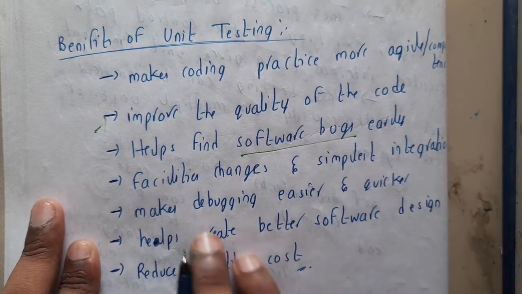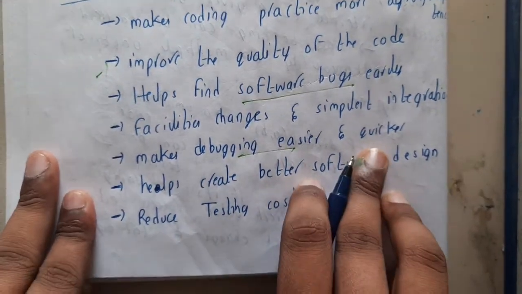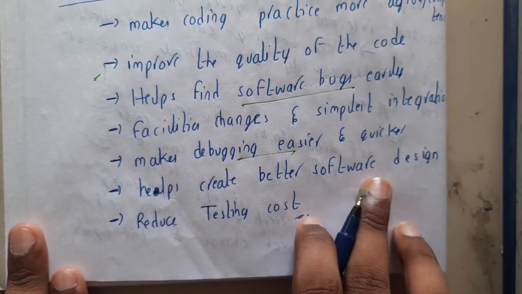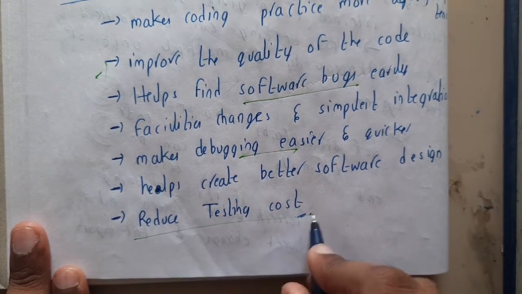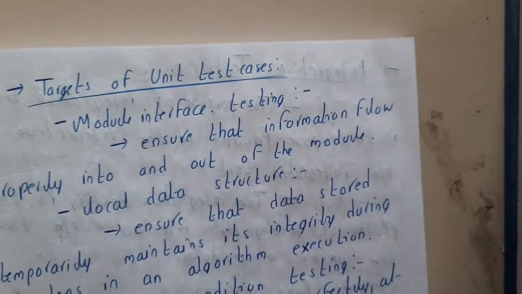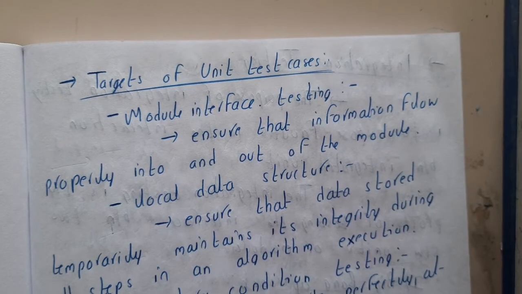So integration will also be simple. It makes debugging easier and tweaks can be done quicker. It helps in creating the best software design and reduces the testing cost. Basically, unit testing is done when they are writing the code itself, guys. When you write a particular module, you will be testing it with some limited things. That also comes under unit testing.